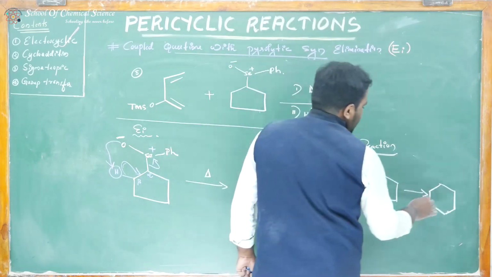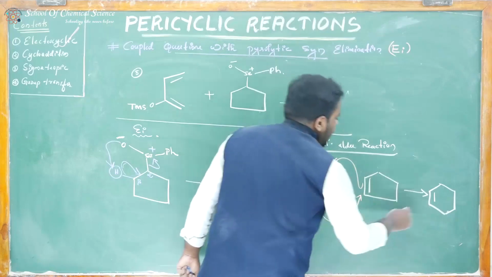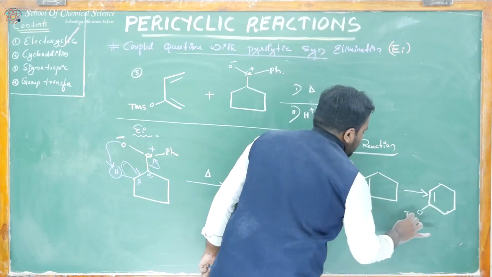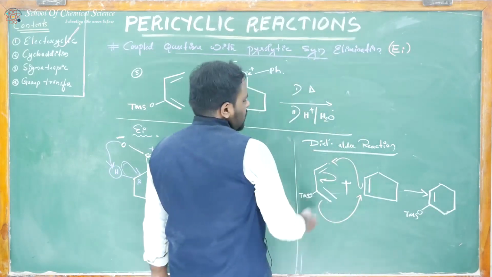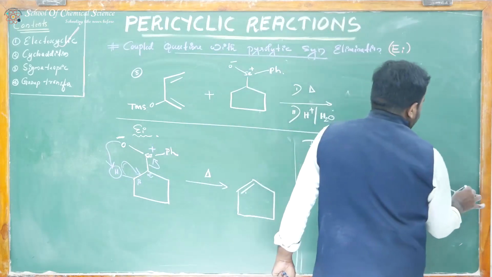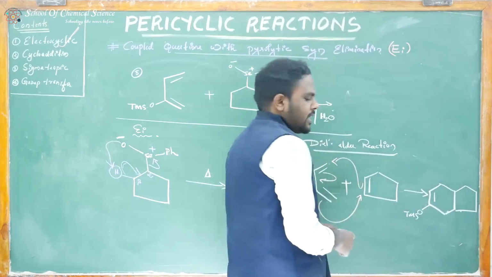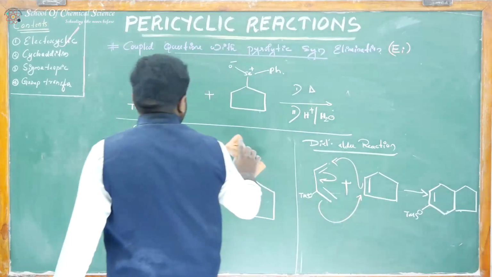Between this carbon and this carbon, a double bond. Here an OTMS group is there, and here a pi bond. Then here the remaining portion of the ring.